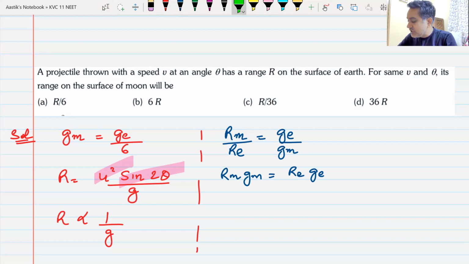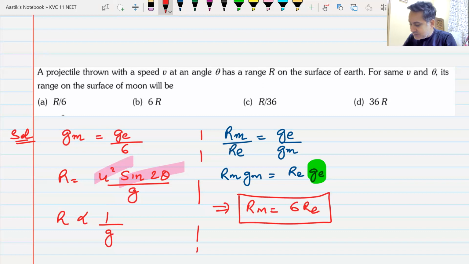Now this GE is 6 times GM. Therefore, range on the moon will be 6 times the range on Earth. I hope all of you understand this. Yes or no?